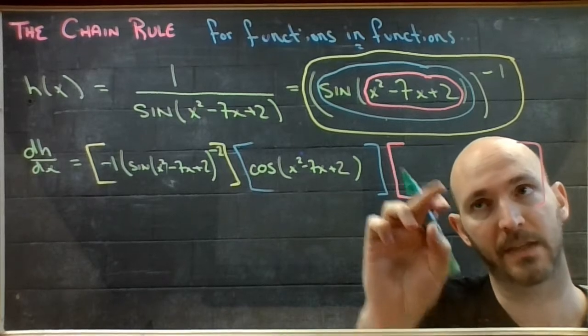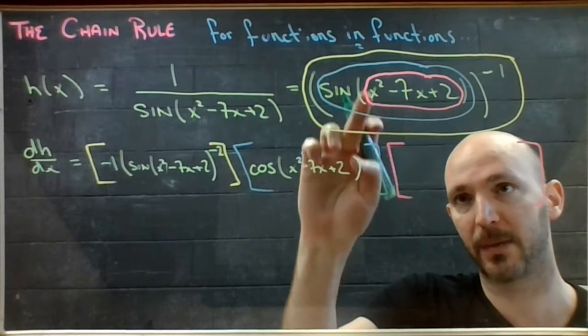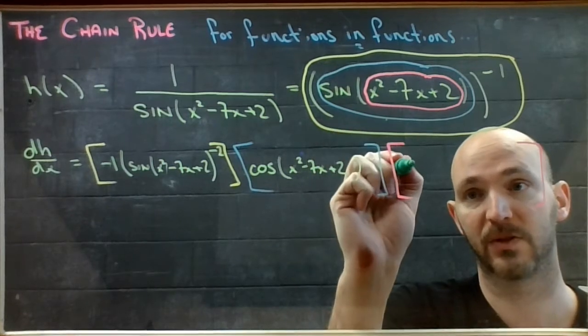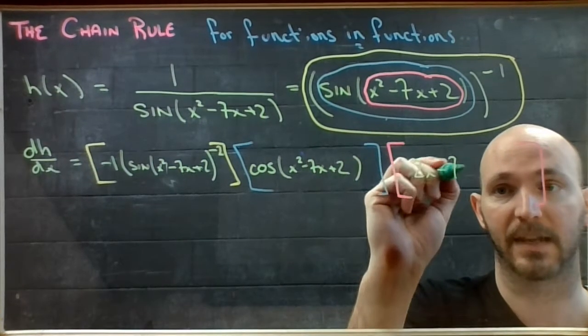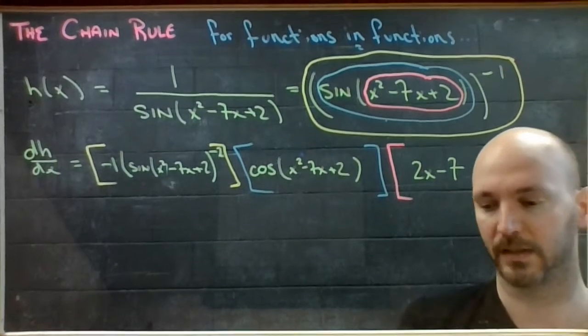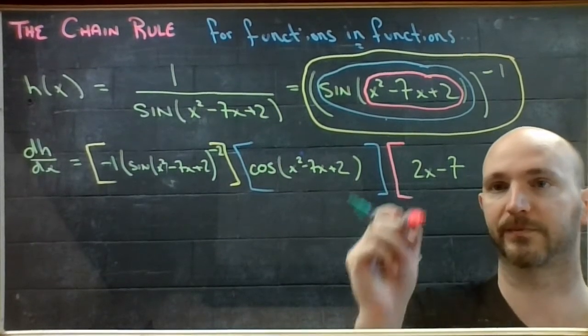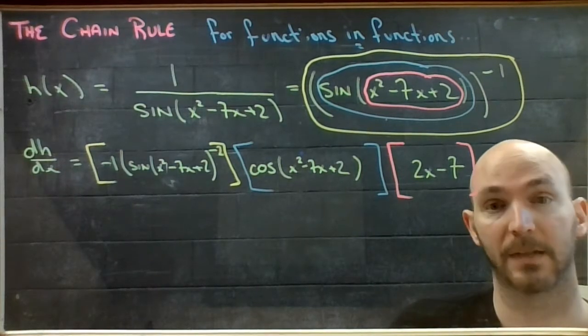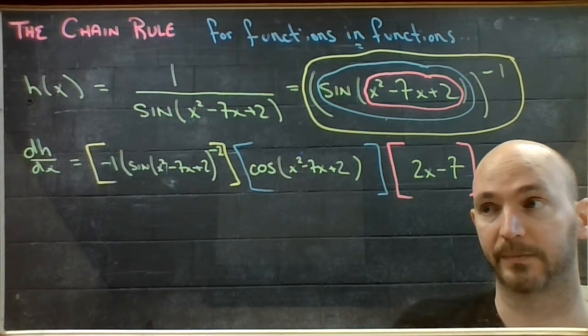And then for my pink layer, I look in there. The only thing within the pink is the parabola. So I need to do the derivative of the parabola, which would be 2x minus 7. Don't need quite so much space for that one. And I'm done. That's the calculus part.